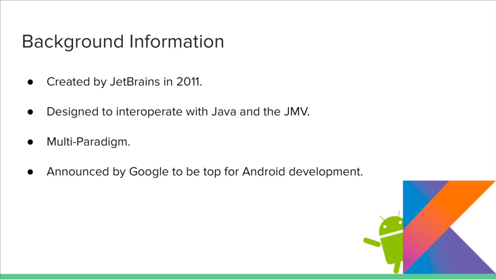Firstly, what is Kotlin? Kotlin is a programming language that was created by JetBrains in 2011. It was designed to interoperate with both Java and the Java Virtual Machine. It is known as a multi-paradigm language, and in addition it is known for Android development, and in 2019, Google announced that the Kotlin programming language is now its preferred language for Android app development.